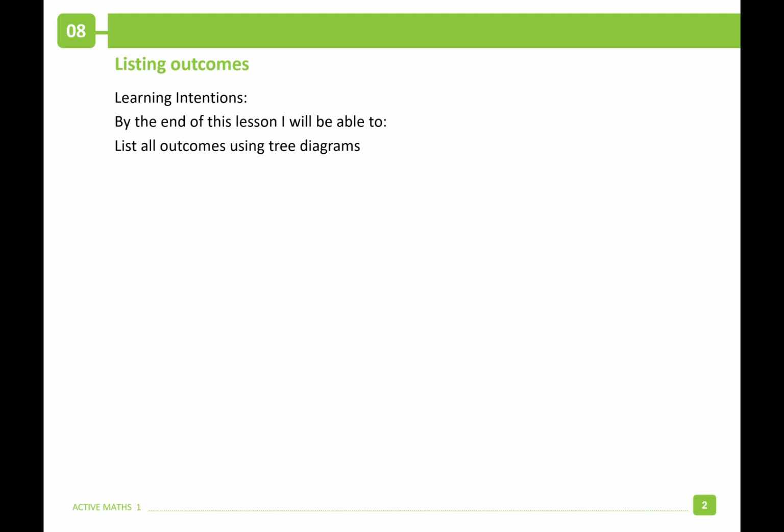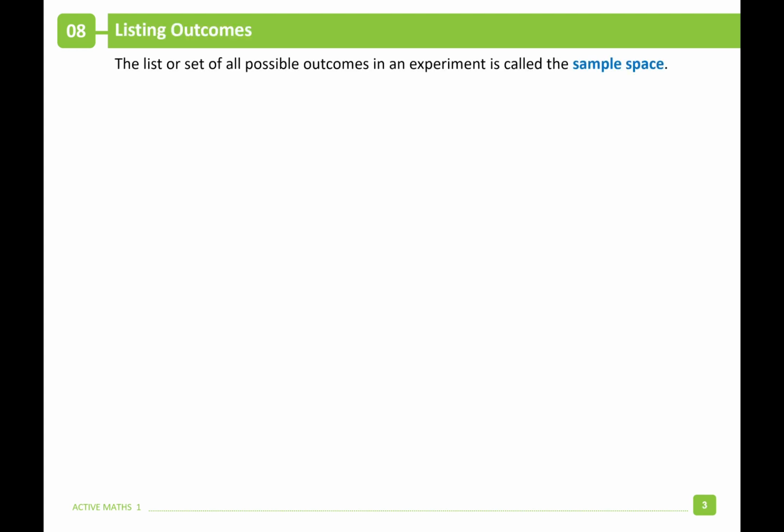Hi guys, today our learning intention is to be able to list outcomes using tree diagrams. Let's remind ourselves of all of the different ways that we can list outcomes of an event. A list or a set of possible outcomes in an experiment is called a sample space. There are different ways of finding elements in a sample space.